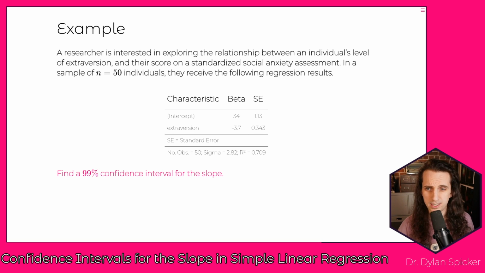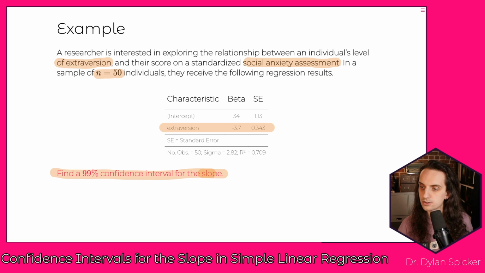We have our second example here. This researcher is interested in exploring the relationship between an individual's level of extroversion and their score on a standardized social anxiety assessment. In a sample of n equals 50 individuals, they received the following output. So once again, we can look at this table, right? And we're ultimately going to want a 99% confidence interval for our slope.